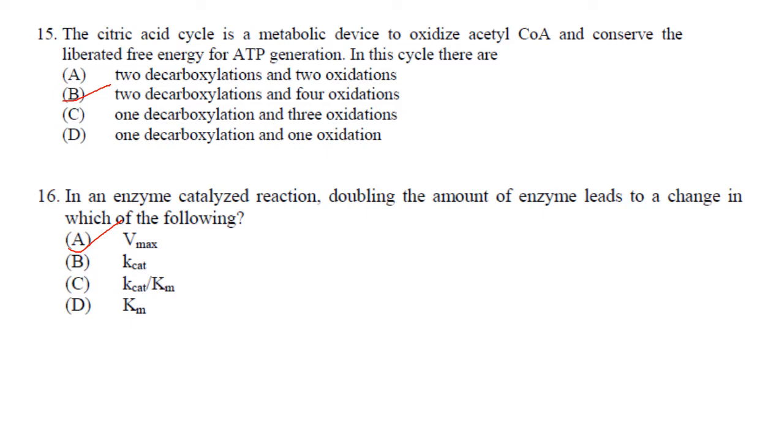Next one. In an enzyme catalyzed reaction, doubling the amount of enzyme leads to a change in which of the following? Doubling the amount of enzyme will naturally result in doubling the Vmax of the reaction. So answer is option A, that is Vmax.